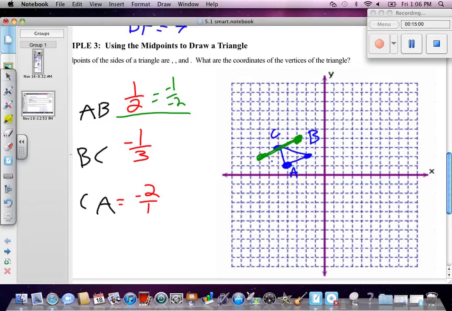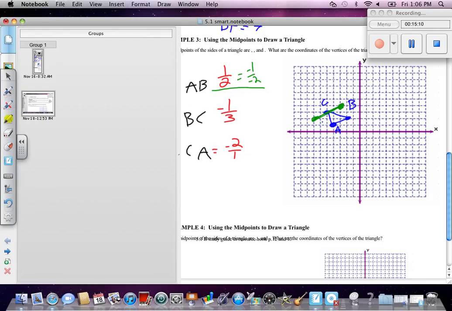Because they have the same slope. All right. What is across from BC? What point is across from BC? A. So BC has a slope.